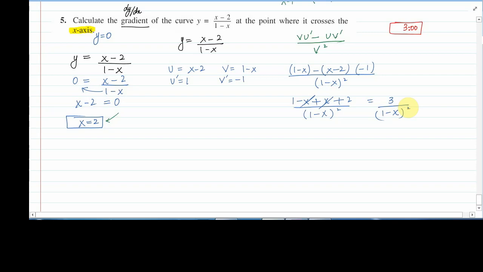But we need to find out dy over dx at x equals 2. For that, 3 divided by 1 minus 2 whole square. 3 divided by 1 minus 2, minus 1 whole square is 1, and gives you the answer 3.